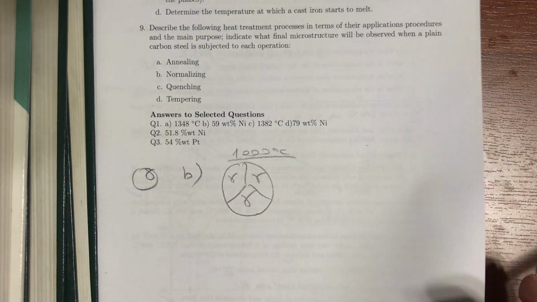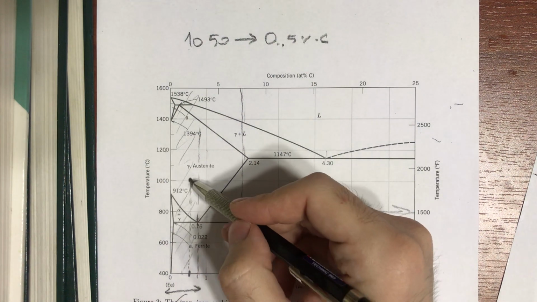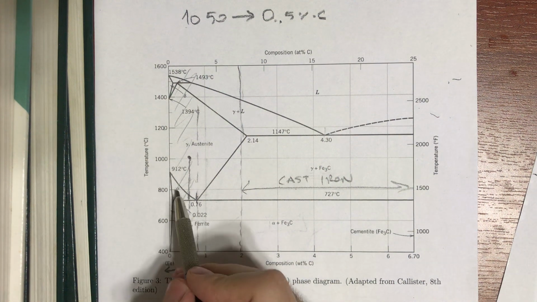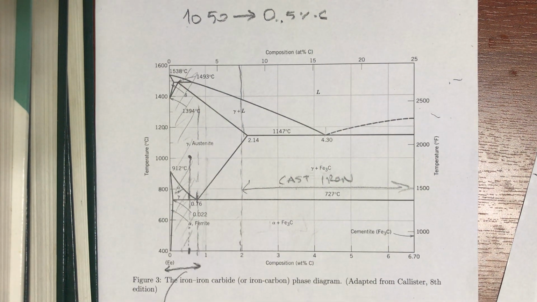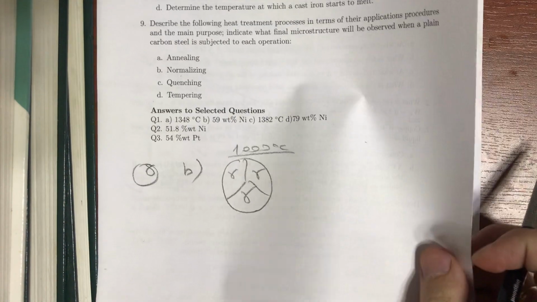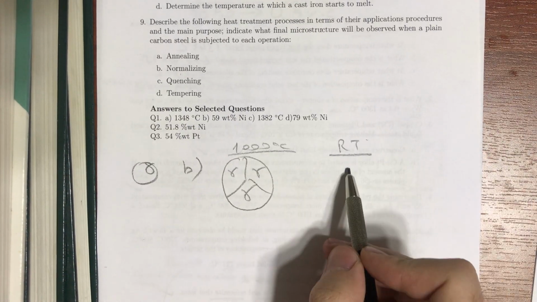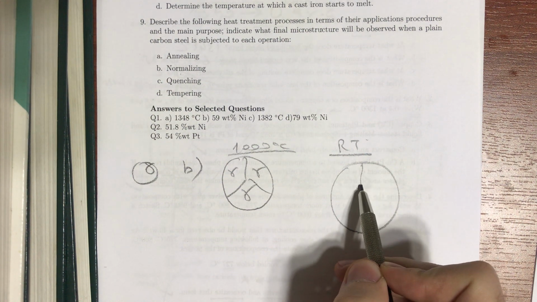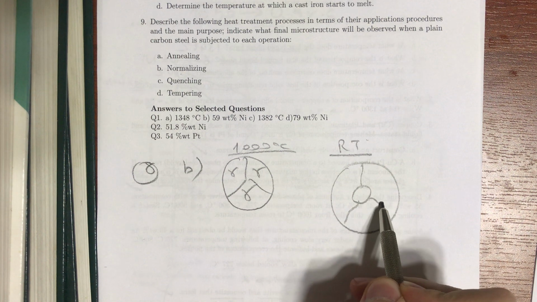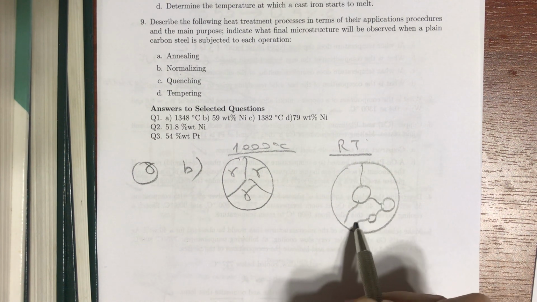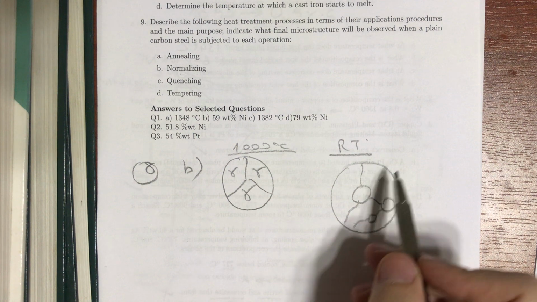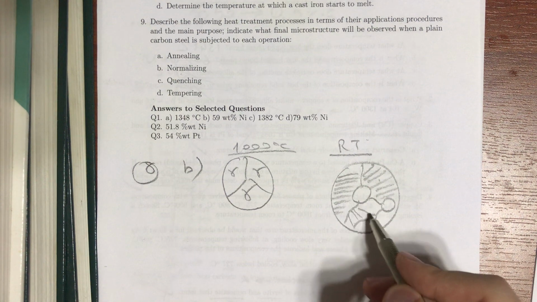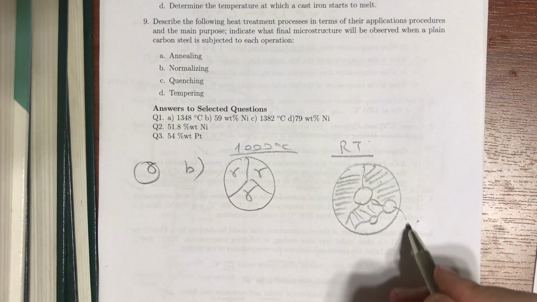At room temperature, this steel passes through this region, so it will have a proeutectoid phase, which is proeutectoid alpha, and the lamellar pearlite phase. So at room temperature, you can draw something like this. There will be lamellar pearlite and proeutectoid alpha.